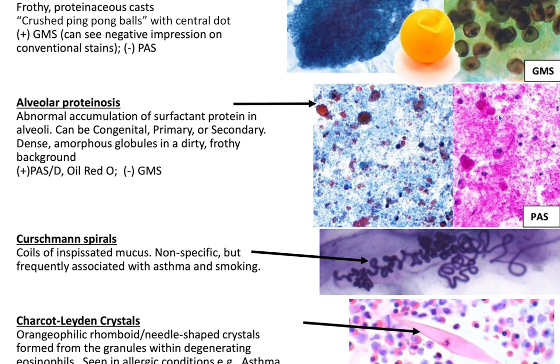Alveolar proteinosis. This is abnormal accumulation of surfactant protein in alveoli. It can be congenital, primary, or secondary, and you have these dense amorphous globules in a dirty, frothy background that will be PAS positive, oil red O as well, and negative for GMS. And also, not only is bronchoscopy diagnostic, but it's also therapeutic for those with alveolar proteinosis.